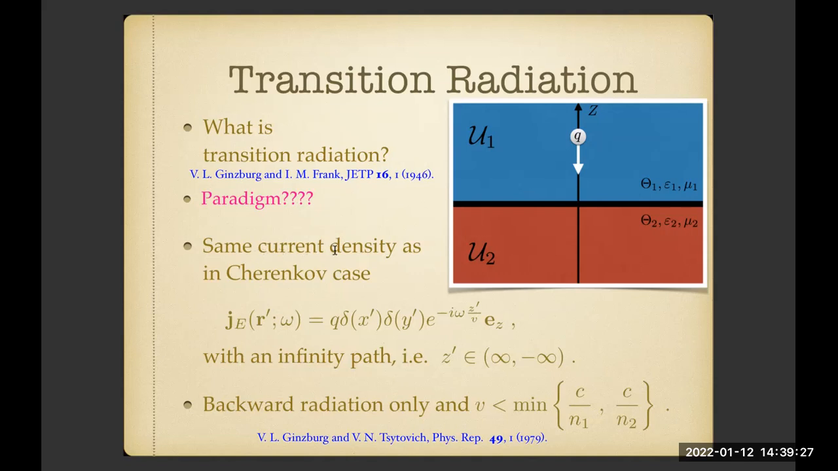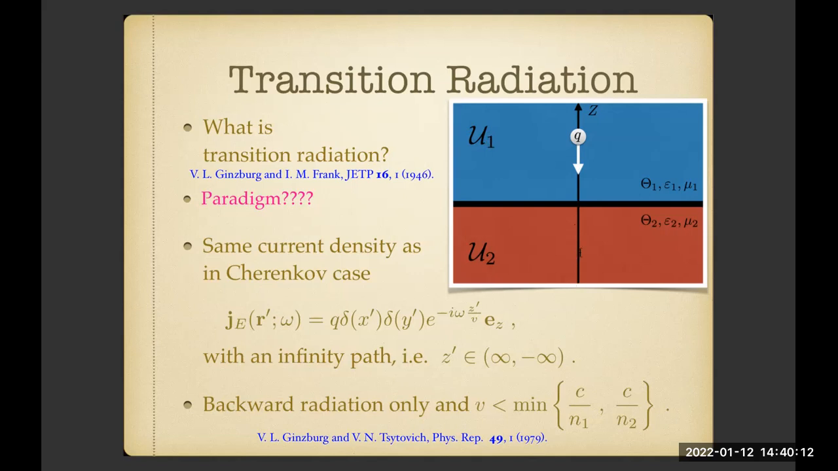So the current density for this configuration is the same as in the Cherenkov case, but here we will take an infinite path. And also another important ingredient for this transition radiation is that we will focus only on the backward radiation. That means that the source is here, and we will put the observer or our detector in this upper layer, which is labeled here as U1. The particle, as I told you, crosses the interface towards U2.